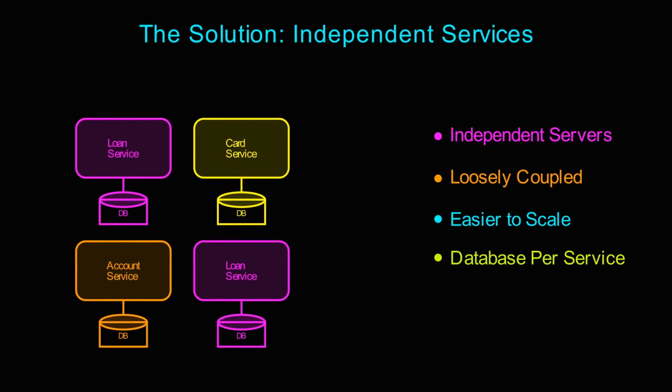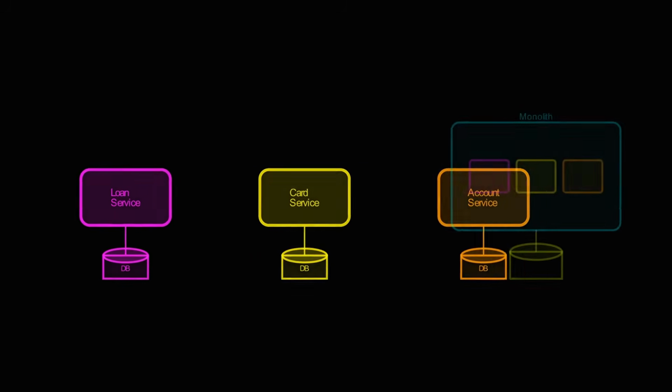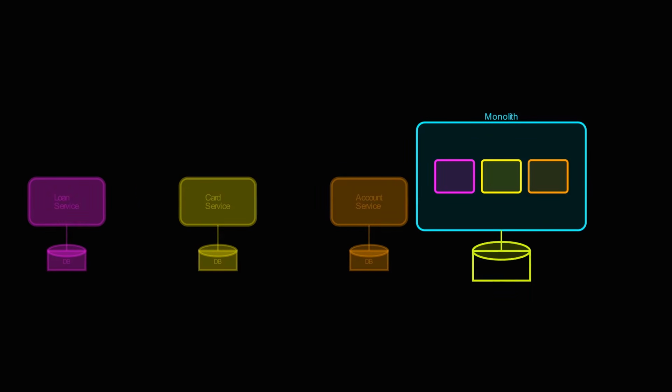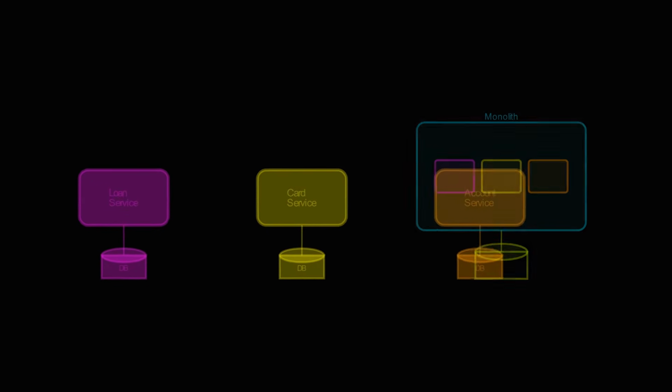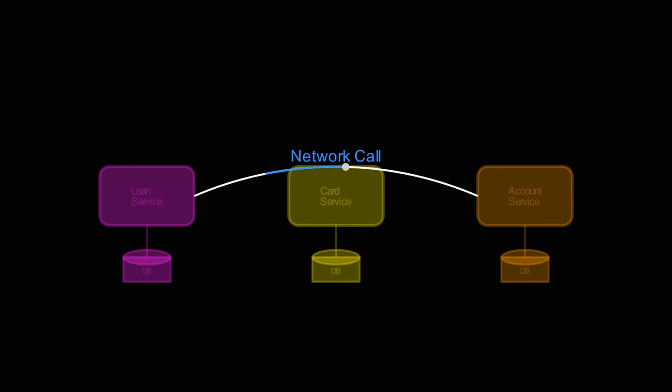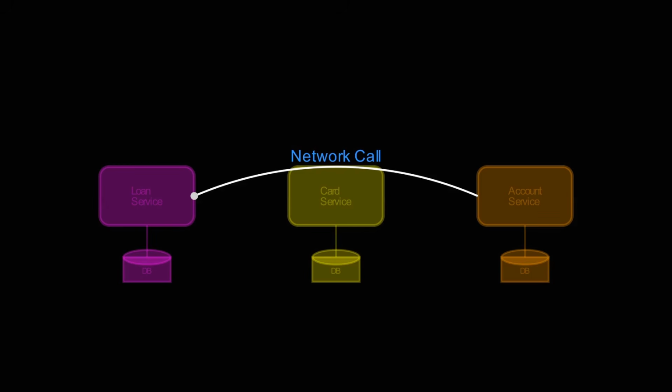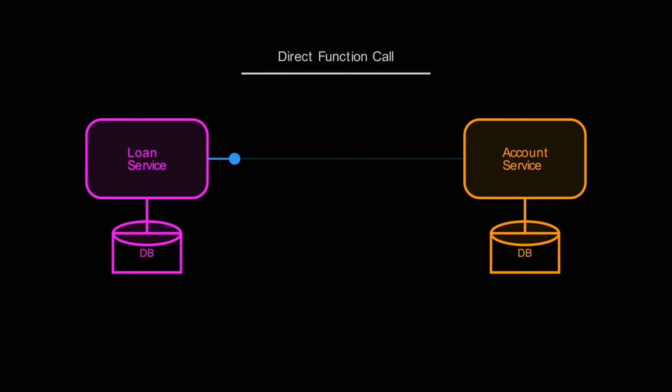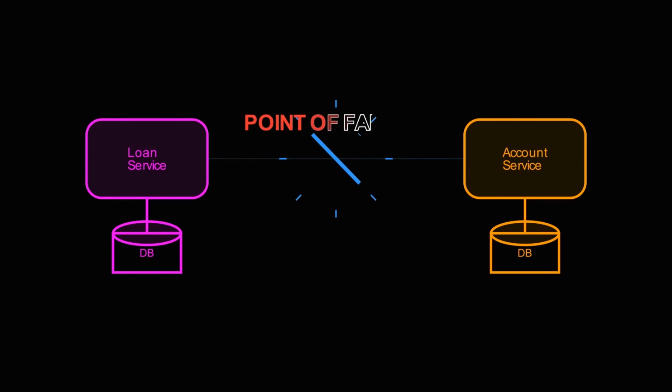But there is a catch: communication. In a monolith, checking a balance was instant. But here, when a customer applies for a loan, the loan service can't just look at the account DB. It's locked out. It has to make a network call to the account service to ask for the data. And networks, well, they aren't as fast as direct function calls. So a customer places an order, the loan service calls the account service, and bam, network delay. The result? Slower performance and more potential points of failure.